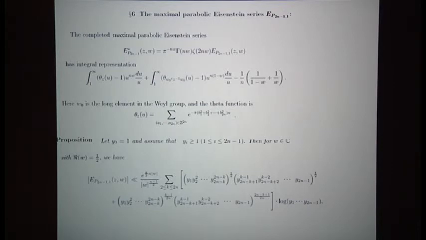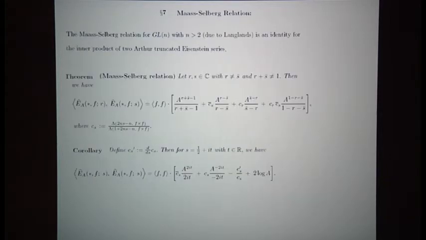the Poisson summation formula. Because of our smoothing, omega will be very small, so the yi's could be very big. So this bound is really sharp for the yi's, and essentially we don't lose anything. This bound is sharp in terms of the yi's. So that's the maximal parabolic Eisenstein series.